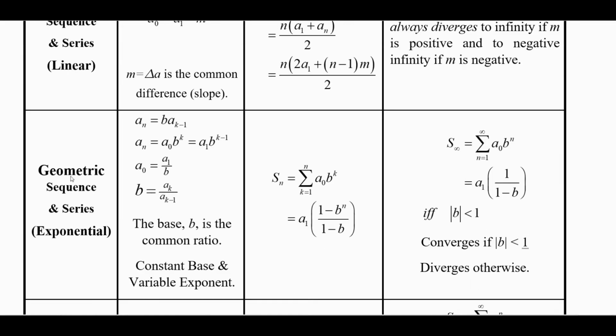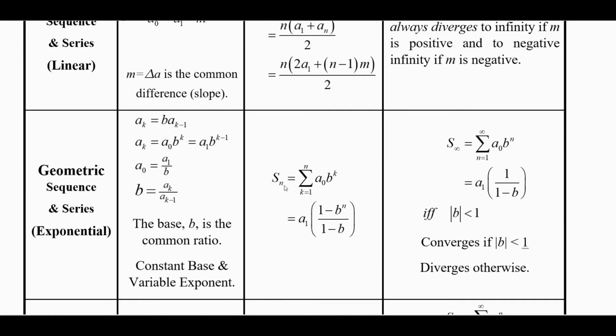The geometric sequence and series is an exponential function with only natural number inputs. A sub k is b times a sub k minus 1 for your recursion relation. A sub k is a sub 0 times b to the k, or a1 times b to the k minus 1. A sub 0 is a1 divided by b. B is a sub k divided by a sub k minus 1. It's the base or common ratio. Some people use the letter r there. It has a constant base and a variable exponent.